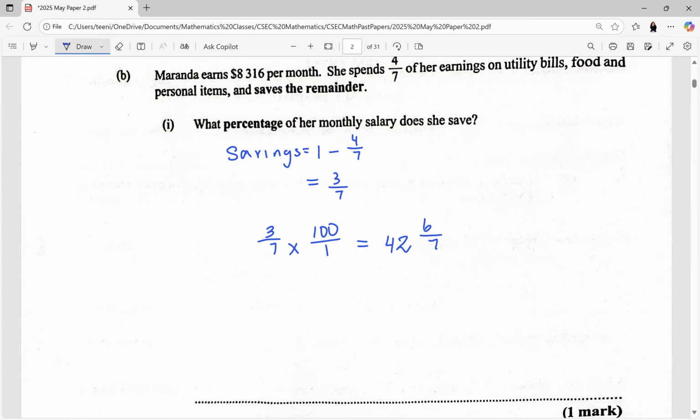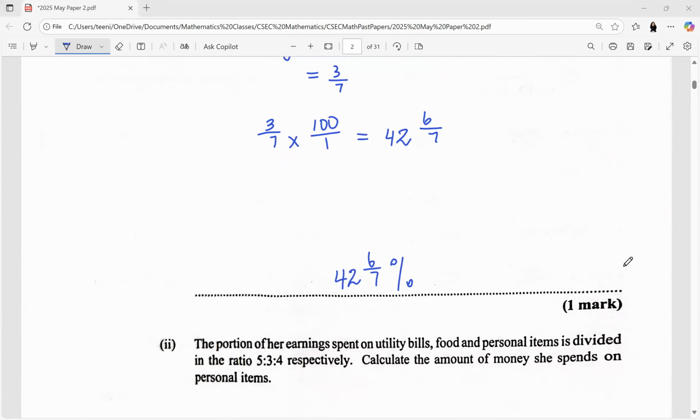It would be 42 and 6/7. So the answer is 42 and 6/7%. Did you get through, Joshua? Yes, please. Okay. All right.